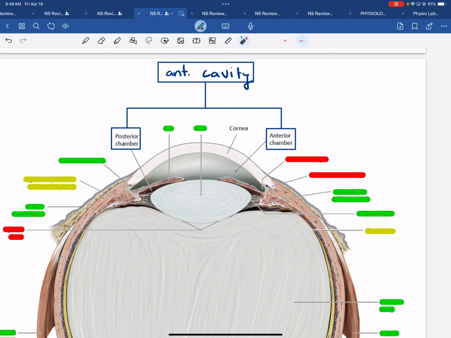Okay, good. What is this? Good, the iris. What does the iris do? Good, right? Controls the diameter of the pupil. Good. What does the pupil do? Exactly, lets light in, right? It's a hole. Good, good. Okay, good. What is this? Lens. Good, the lens. What does the lens do?